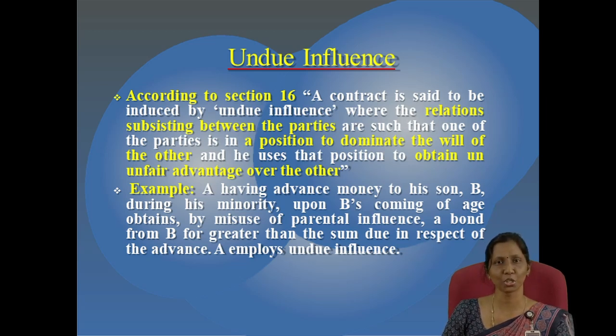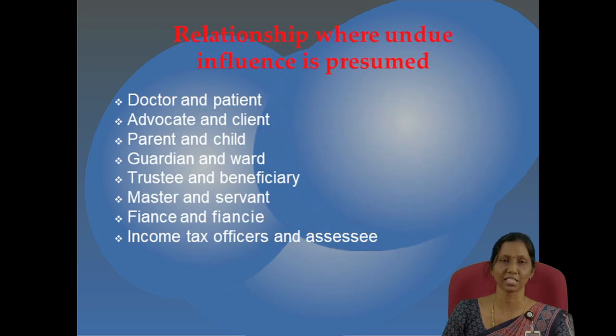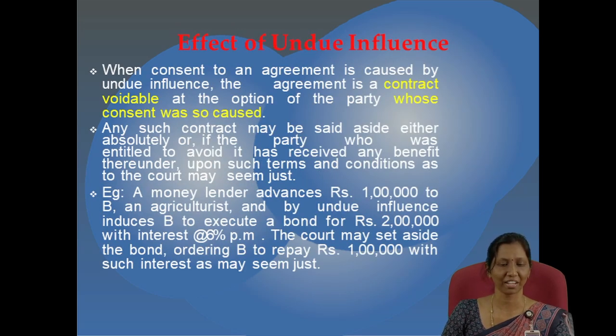So what are the relationships we can say undue influence applies to? Doctor and patient, advocate and client, parent and child, guardian and ward, trustee and beneficiary, master and servant, fiancé and fiancée, income tax officers and assessee. Within the relationship, if a person influences the other person, taking advantage, saying for me you have to do this, then we can say it is undue influence. So these are the effects of undue influence.